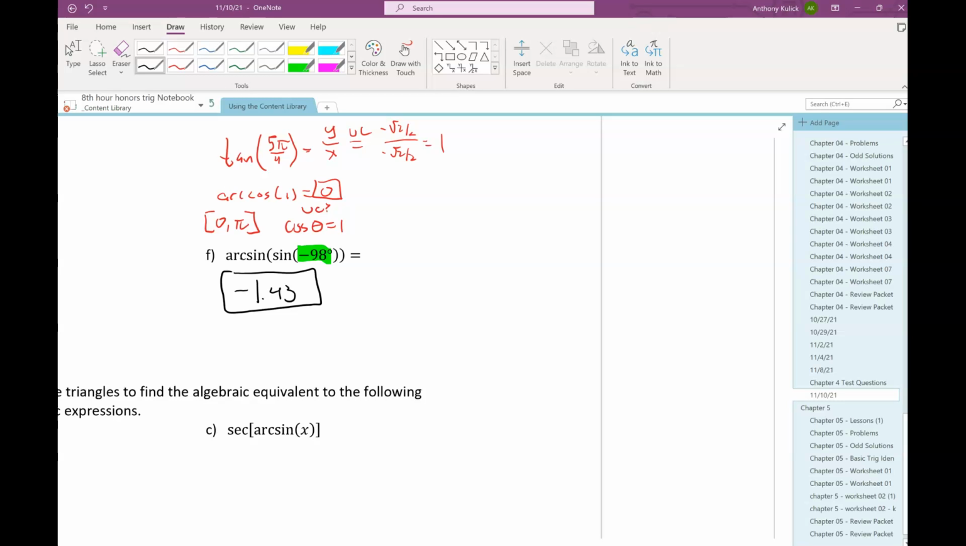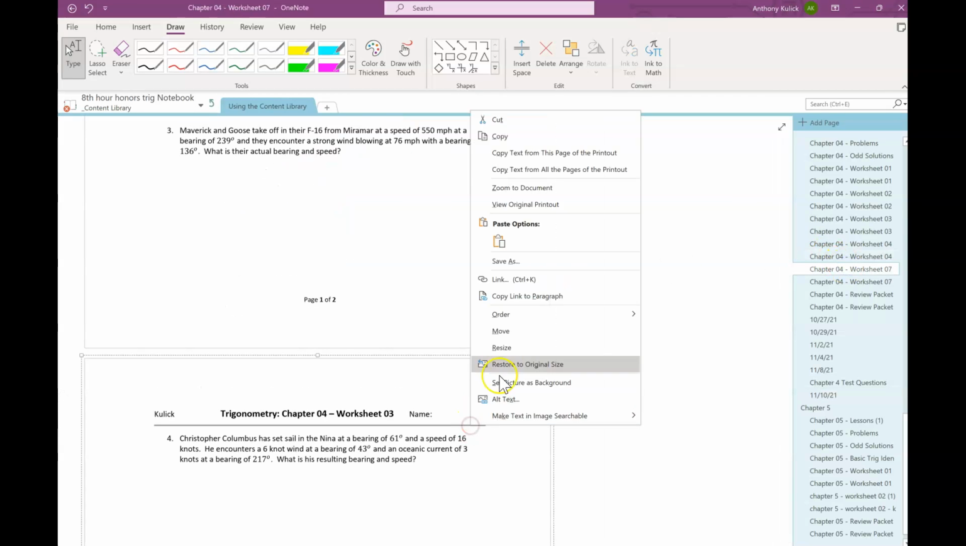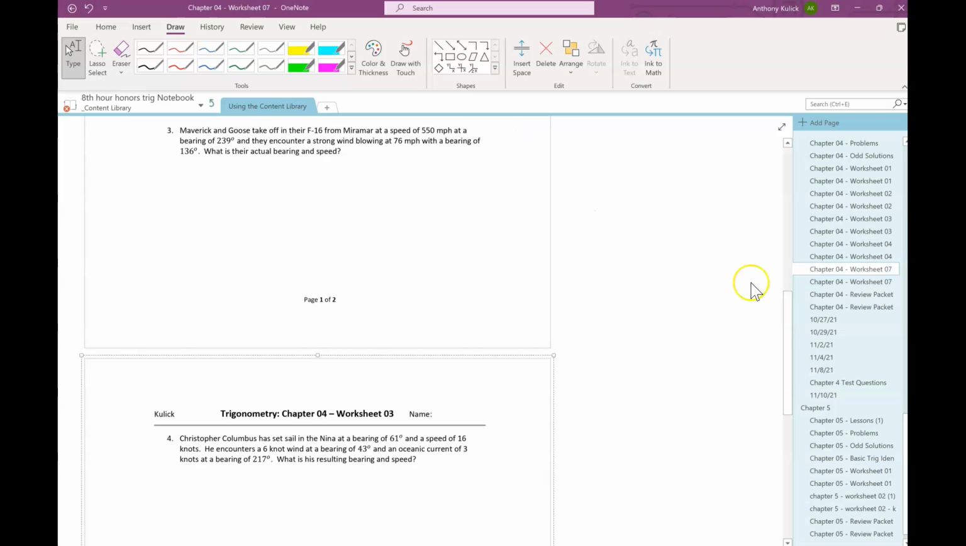Blake, did I see your hand up earlier? Yeah. How do you do 4 on worksheet 7? I have an answer that's wrong. So I guess I don't know. I mean, you do it the exact same way as we did for number 2.